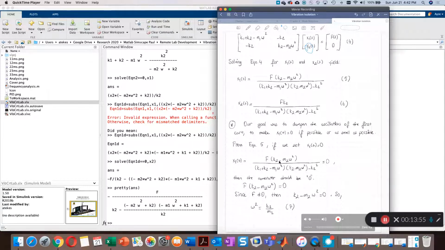So from here I will set this equation equal to 0. Mathematically, that means I want to make the numerator 0, so that F times (k2 minus m2 times omega squared) must be equal to 0. Since force cannot be 0, remember force was A times cosine omega t or sine omega t, really doesn't matter, I don't want the force to be 0. So k2 minus m2 times omega squared must be 0, so that we get omega squared equal to k2 over m2.